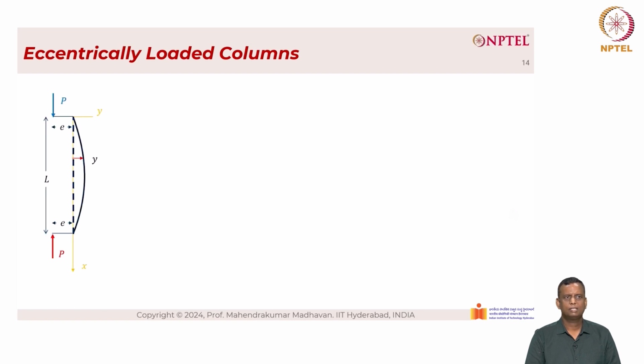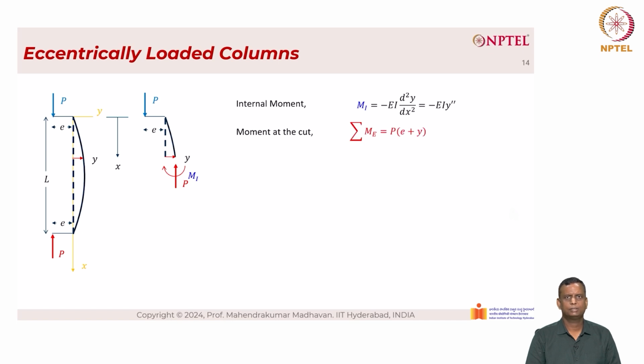You can see on the left hand side, we have an eccentrically loaded column with an eccentricity e. If you take the cut section at a distance x from the top, we have the internal moment M_i equal to minus EI d²y/dx², which is equal to minus EI y double dash. The moment at the cut is M_e equal to P times (e plus y). Equating the above equations, M_e equal to M_i, which indicates P(e + y) is equal to minus EI y double dash.